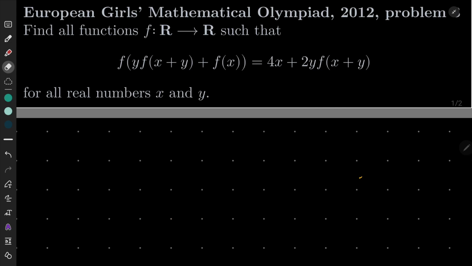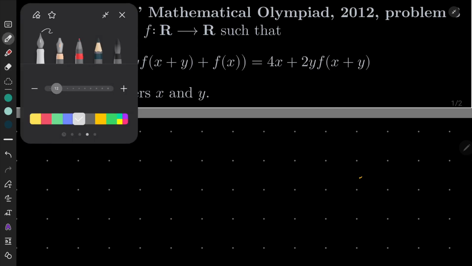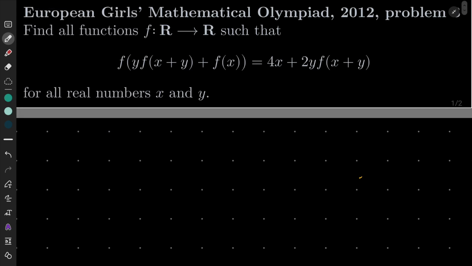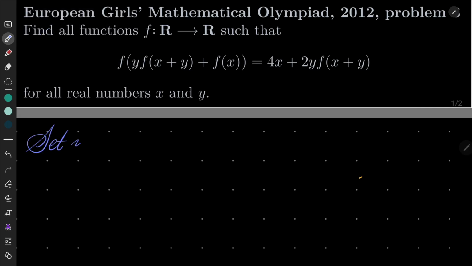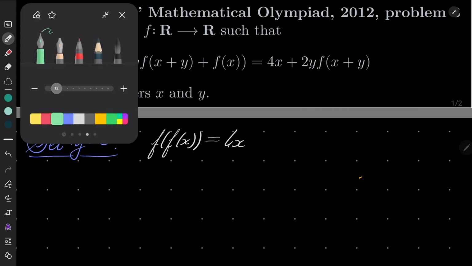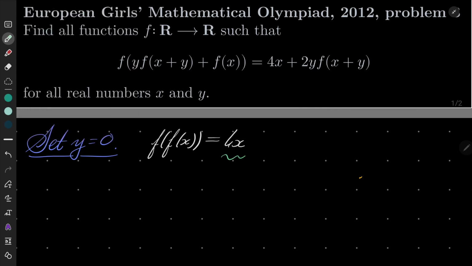Okay, so I hope that you've managed to solve this problem. So first of all, let's set y equals 0. What do we get then? Well, we have f of x equals 4x. And let's notice that this function 4 times x is a bijection, but I will only need surjectivity. So let's write that it is surjective.